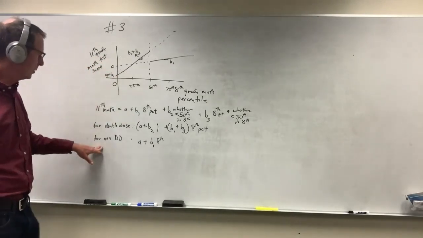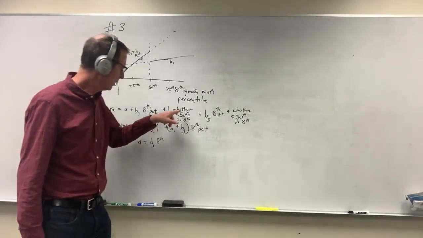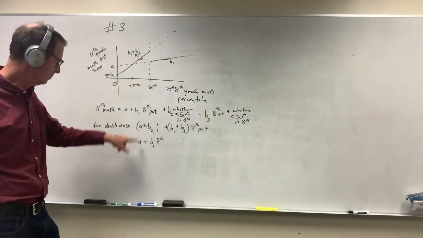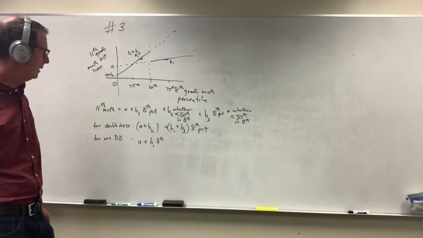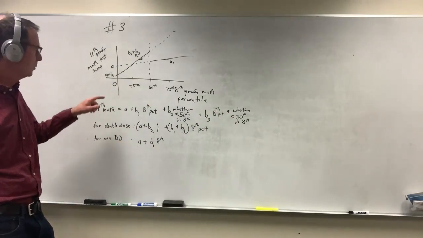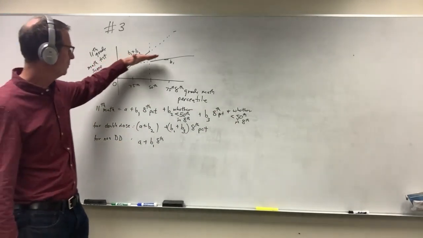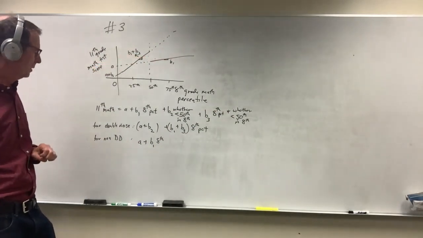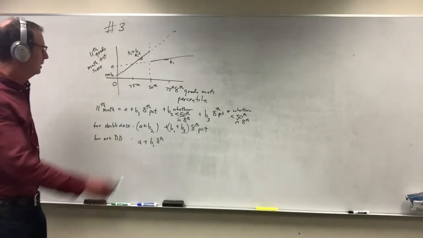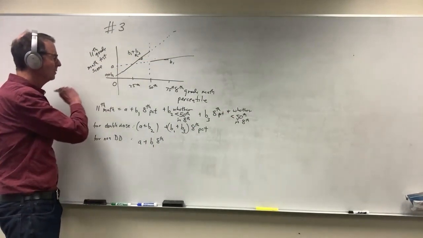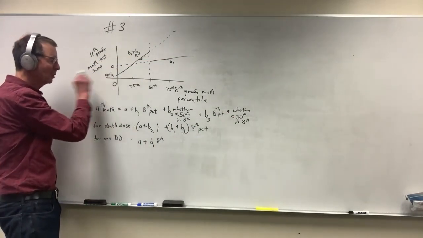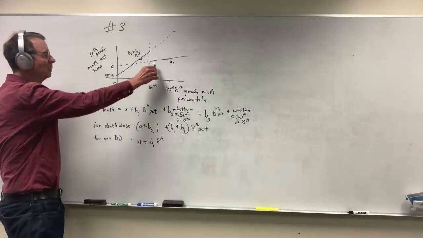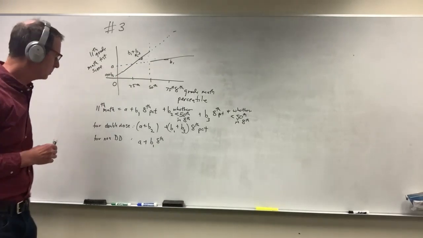For the non-double dose, the double dose terms are going to be 0, and you're just left with A plus B1 times the 8th grade percentile. So this is the line for the non-double dosers. It has a constant back here at 0 percentile and a slope of B1 in this case.